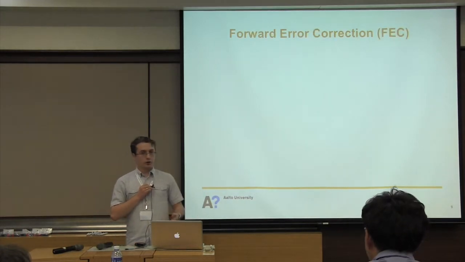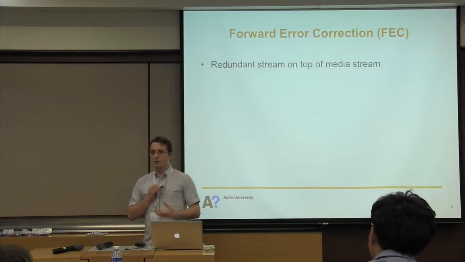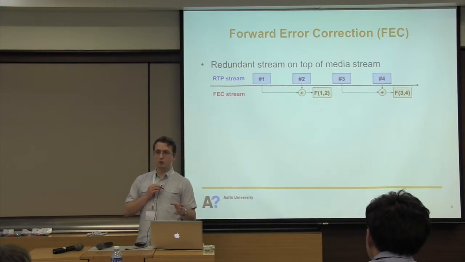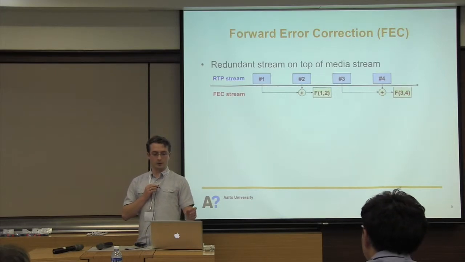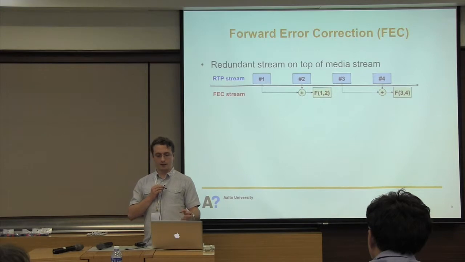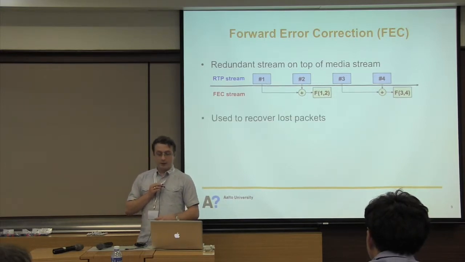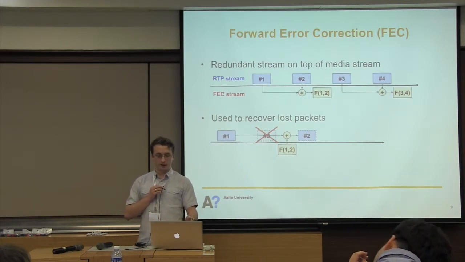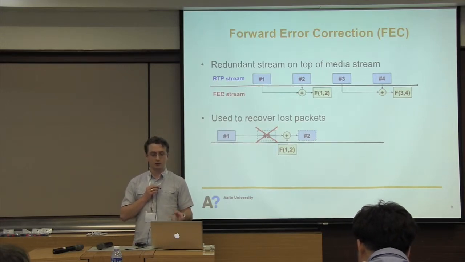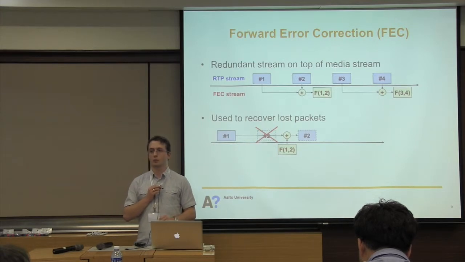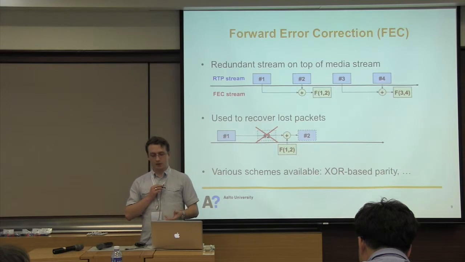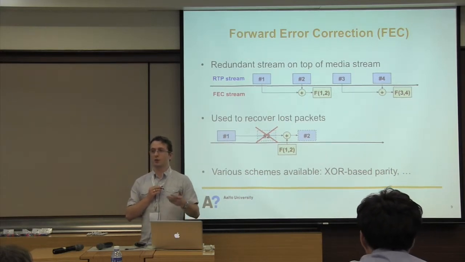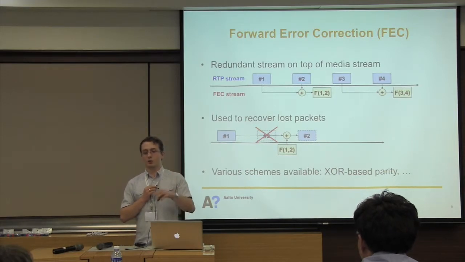So, about forward error correction and how it works. It's a redundant stream that is run on top of the media stream. Let's take this picture as an example. We have an RTP stream that contains some number of packets, and then we use packet number one and packet number two as the input for the generation of the FEC packet that is sent alongside the media stream. It is primarily used to recover lost packets. So if, for example, packet number two gets lost, and the FEC packet that protects packets one and two arrives, then the receiver can use the FEC packet together with packet number one to recover the lost packet. And there are various FEC schemes available. The most popular one is the XOR-based variety, and we use this type of FEC in our research.